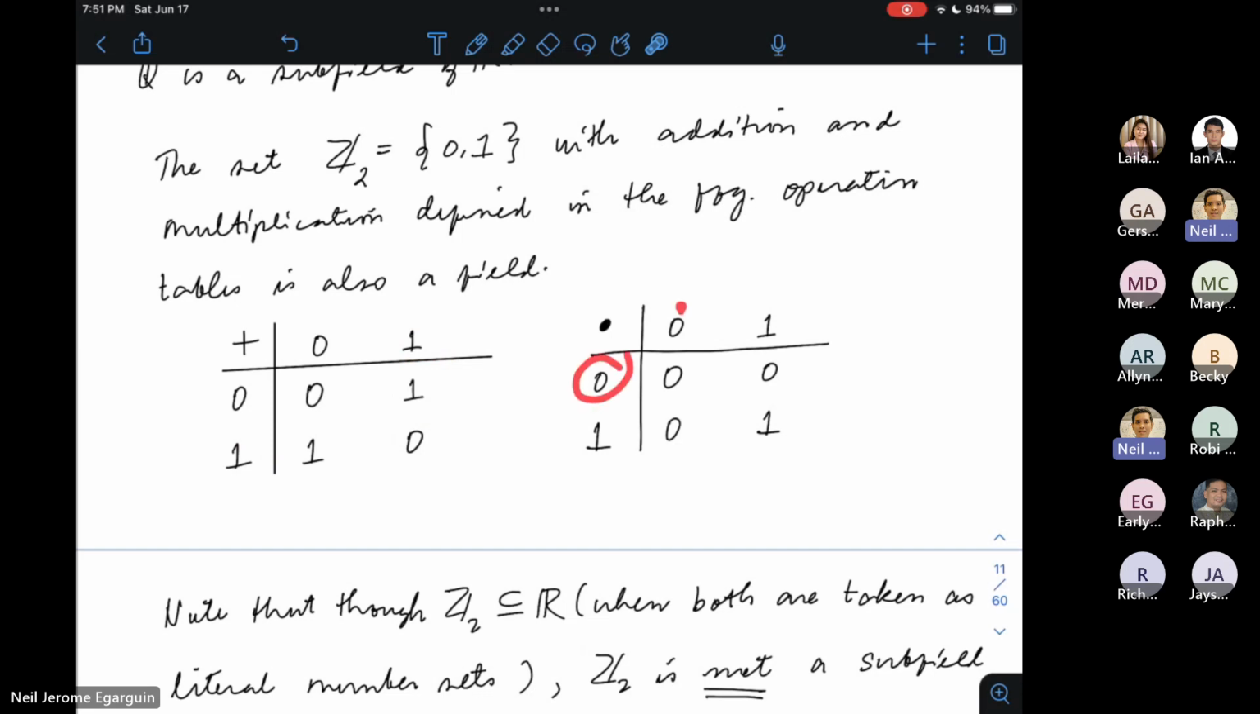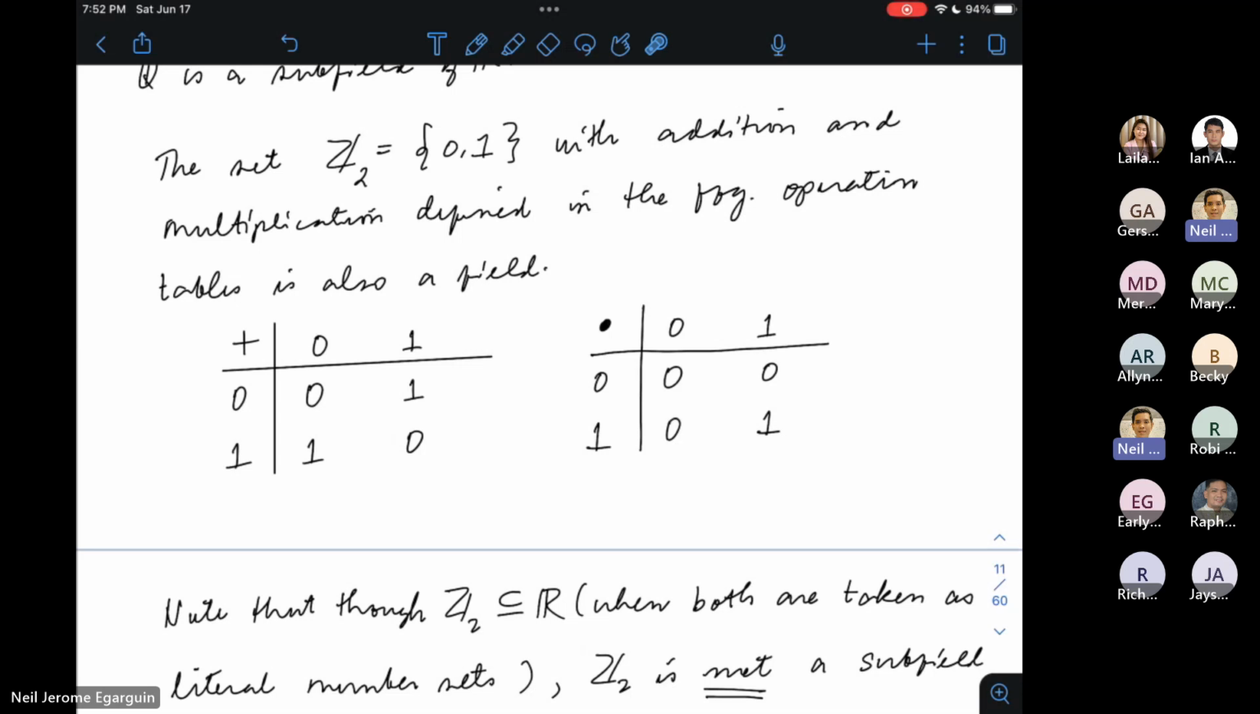Yung multiplication naman, 0 times 0 is 0. 0 times 1 is 0. 1 times 0 is 0. 1 times 1 ay 1. So ganito yung operation sa Z2. Now, you can check that Z2 together with this addition and this multiplication is a field. All right? So yung associativity, yung commutativity ay pwedeng i-check exhaustively. But I'll tell you later how it is checked when we go to the modulo example. Pero yes, you can believe me for now that they are associative and commutative.